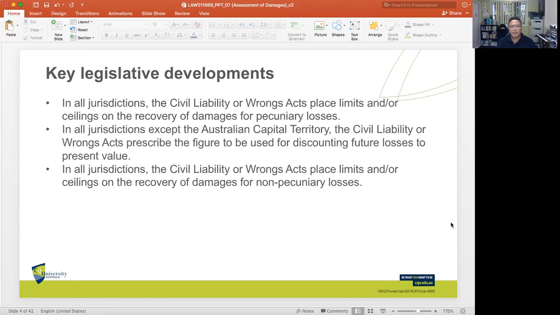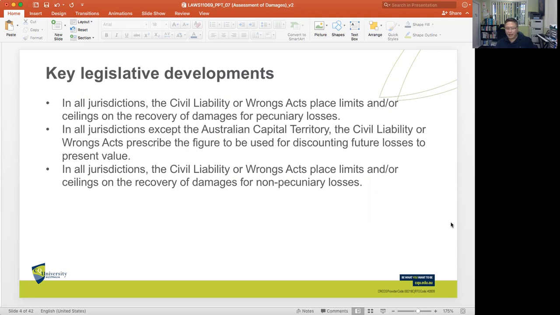Now, let's begin. Although, as we said, much of tort law is based on the common law, in other words, on decisions by judges, we now know that state parliaments have intervened to modify judgments made by the courts, so that in all jurisdictions in Australia, the Civil Liability Act, or Civil Wrongs Act in other jurisdictions, places limits and or ceilings on the recovery of damages for pecuniary losses.